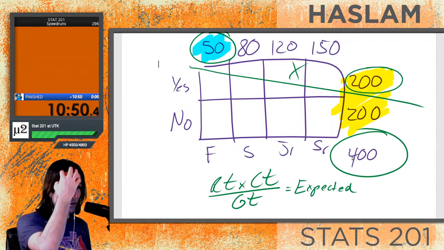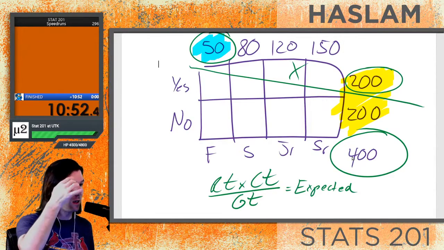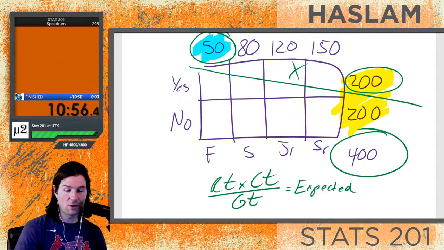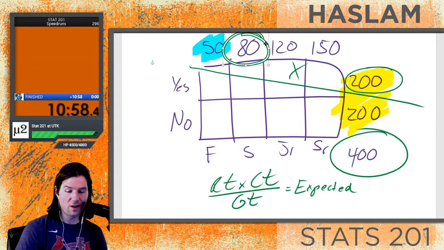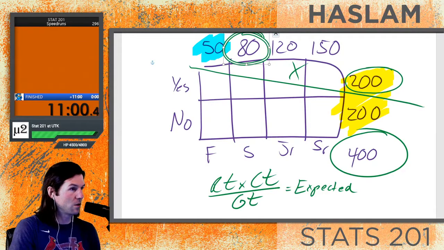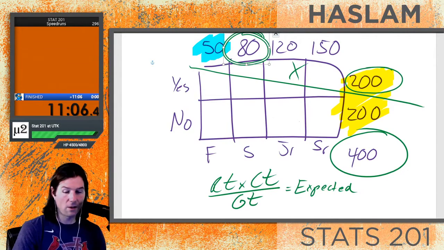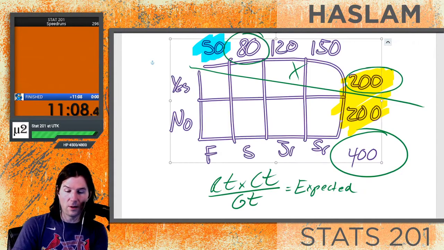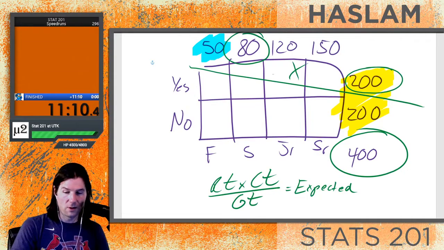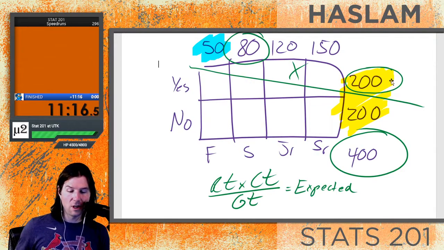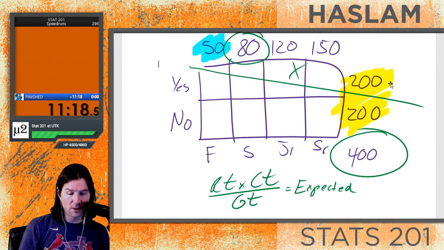Just to do other ones real briefly: how many sophomores would you expect to own a pet? Just change your numbers. We're just doing the row total times the column total over the grand total. You just kind of cross in on it. You go this and this right here, as long as you can draw on it. 40, exactly.